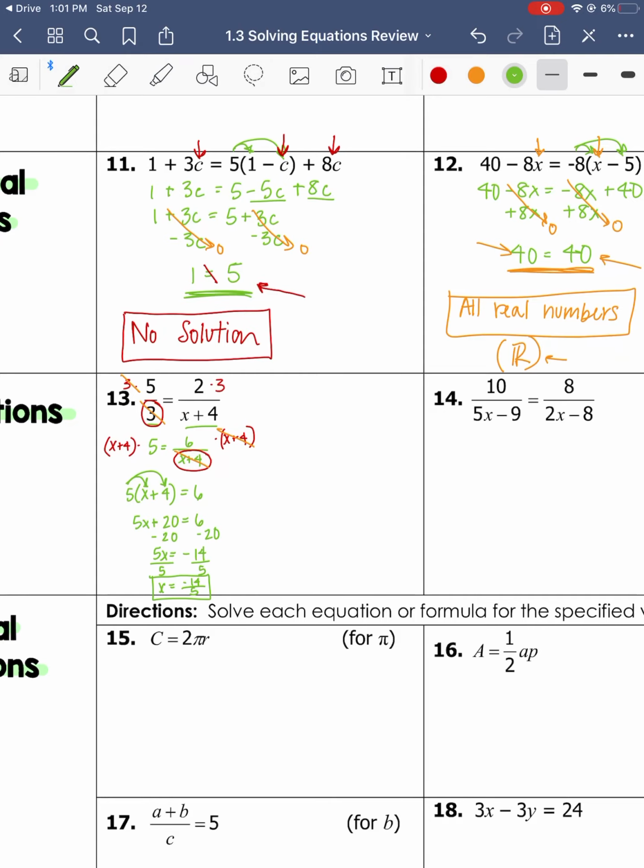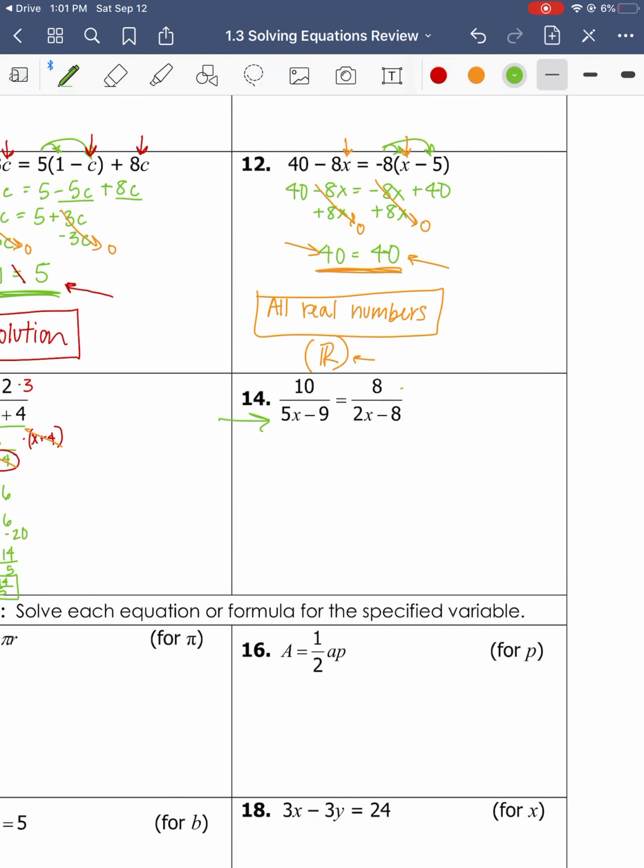Okay, so try the same thing over here. With these denominators, you're going to multiply this side by 5x minus 9, and then you multiply this side by 2x minus 8. Okay?